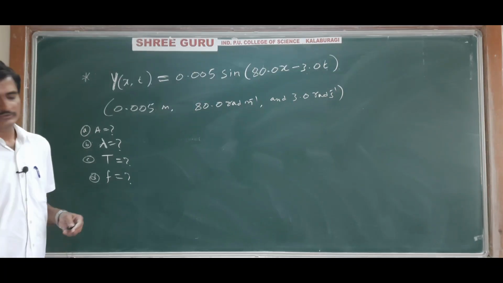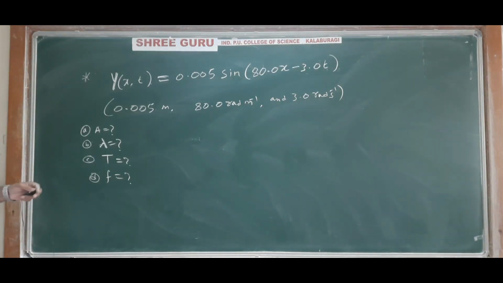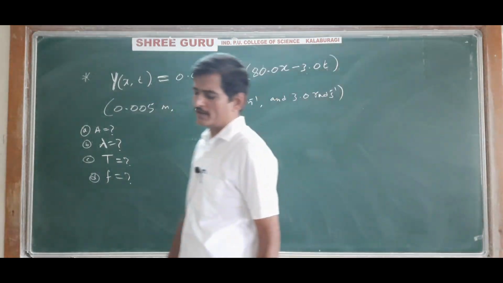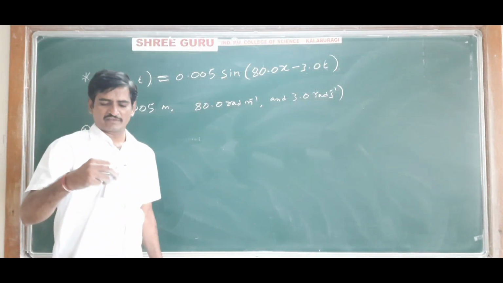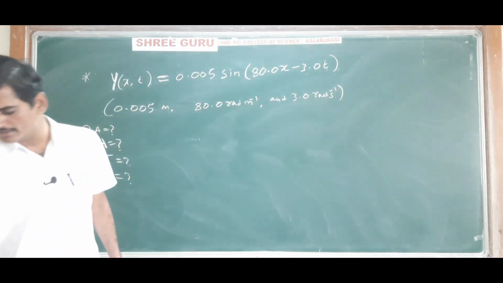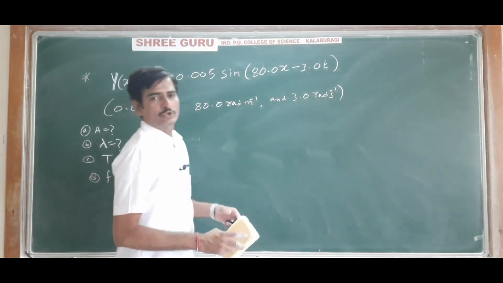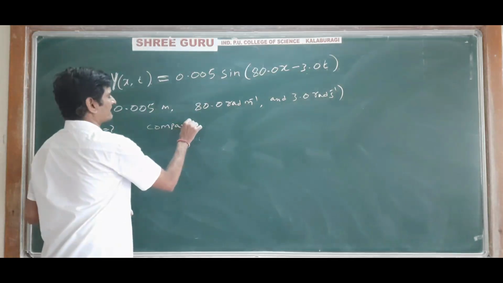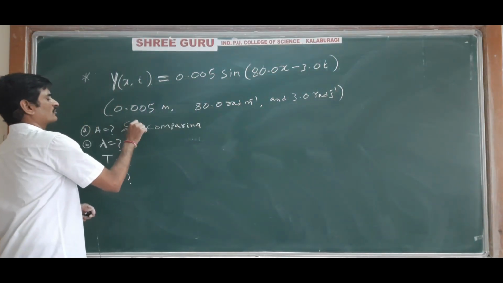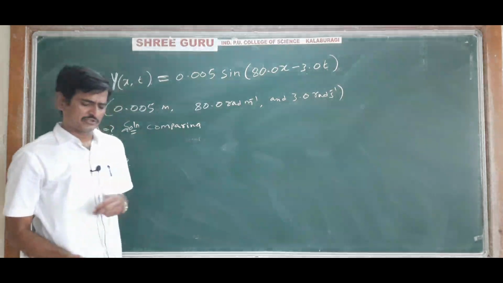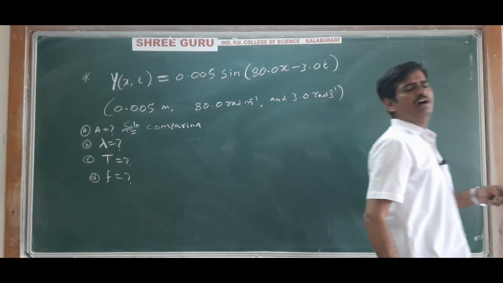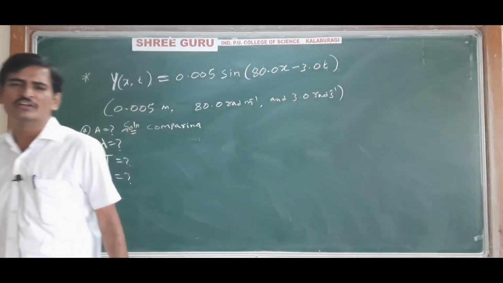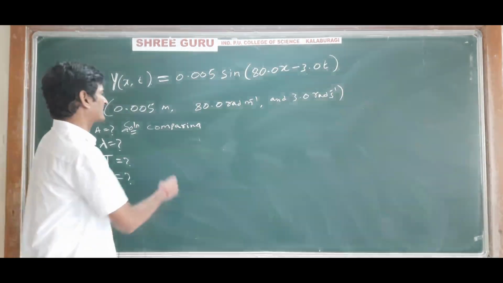Simple question. This is the equation of a progressive wave, a traveling wave. A wave on a string, a wave traveling along a string, is nothing but a progressive wave or traveling wave. So comparing this equation, I will solve the question directly. Such kind of numericals we have already solved in the oscillation chapter, so this will not be a big task for you.